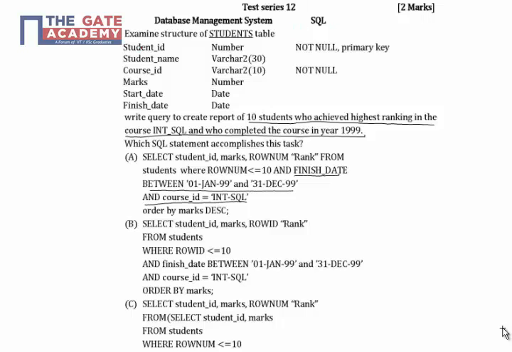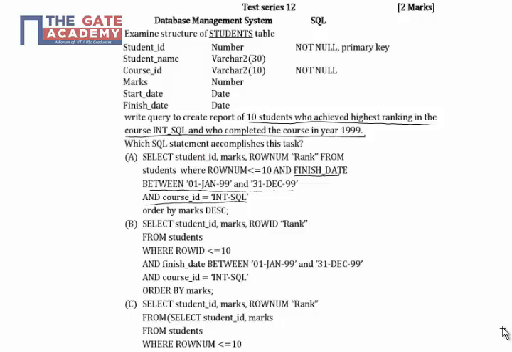The question reads as follows. Examine the structure of students table. Write query to create report of 10 students who achieved highest ranking in the course Introduction to SQL and who completed the course in year 1999. Then which of the following SQL statement accomplishes this task?